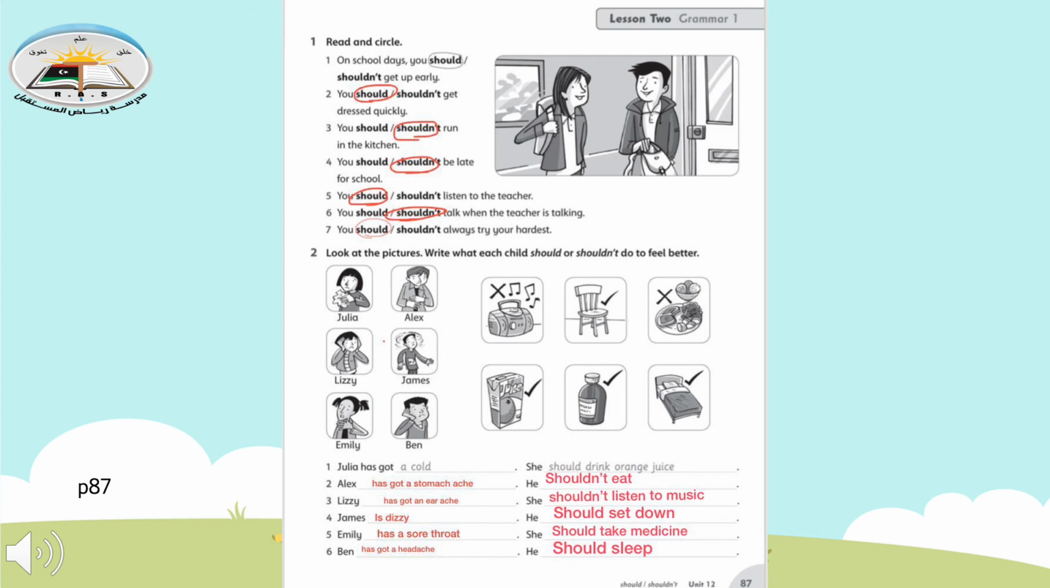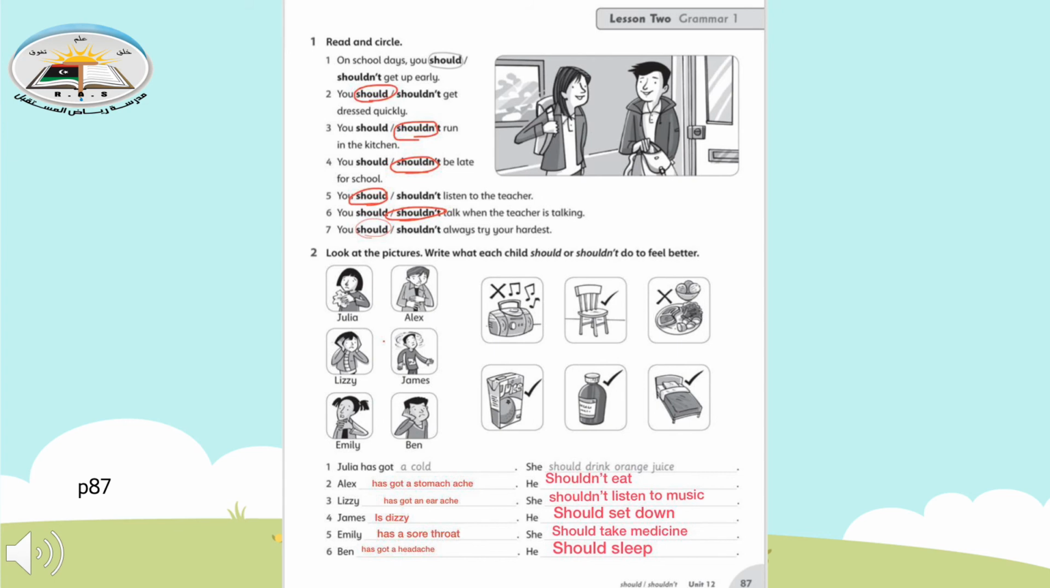Now question number 2. Look at the picture. Write what each child should or shouldn't do to feel better. Now we have some pictures. We have Julia, Alex, Lizzie, James, Emily, Ben. And then we have some activities that they should do if there is a tick next to them, or they shouldn't do if there is a cross next to them. Looking at the picture, you will understand.